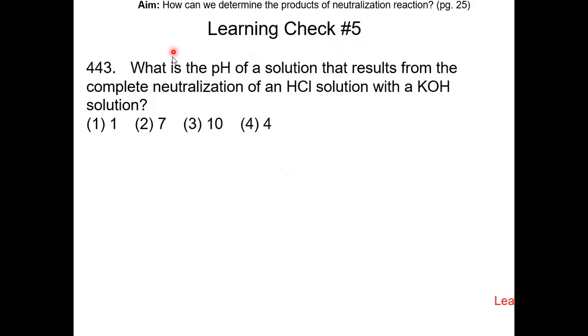Learning check number 5. What is the pH of a solution that results from a complete neutralization of HCl solution with KOH solution? Pause the video and resume as completed. HCl is a strong acid and KOH is a strong base, so the resulting pH will be 7.